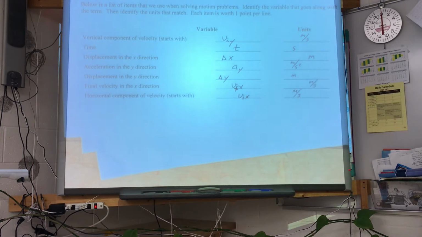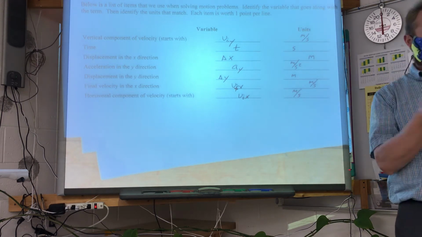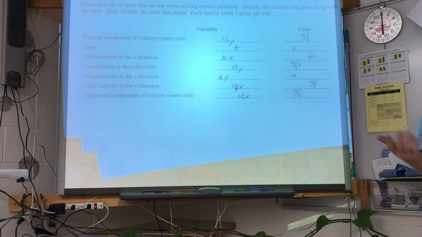Final velocity in the x direction is VFX, which is measured in meters per second. Again, all velocities are measured in meters per second. And the last is horizontal component of velocity, the horizontal x component, VIX, and that's measured in meters per second. That's the intent of that.